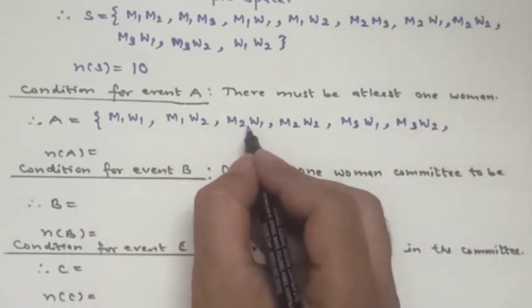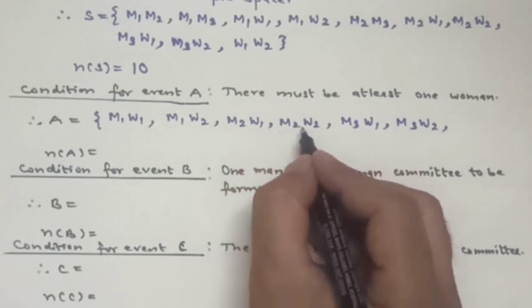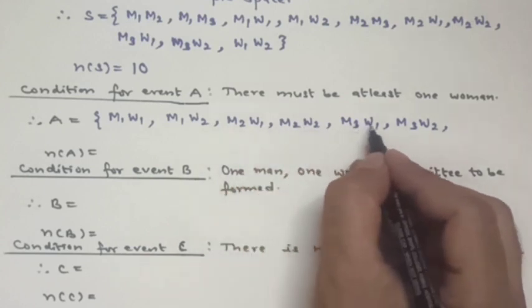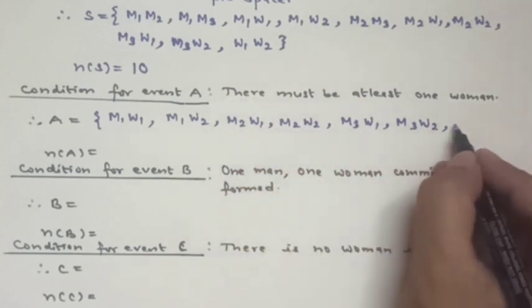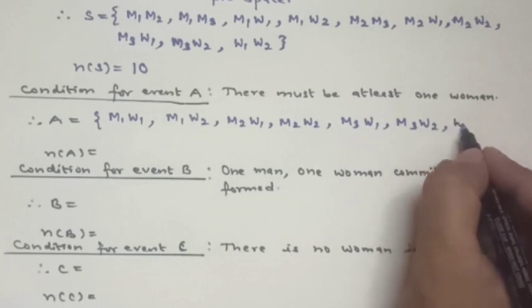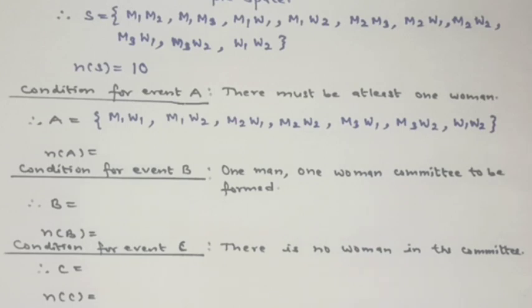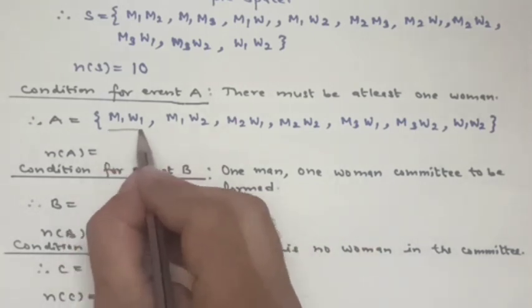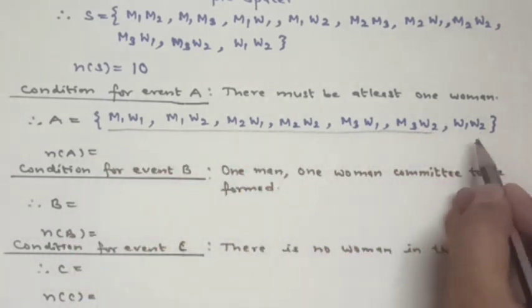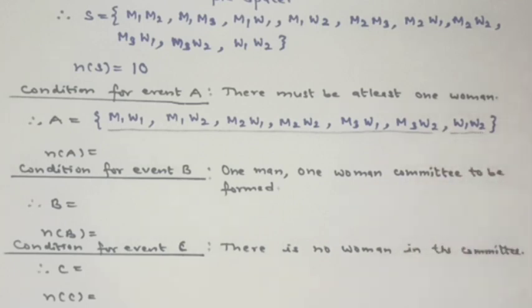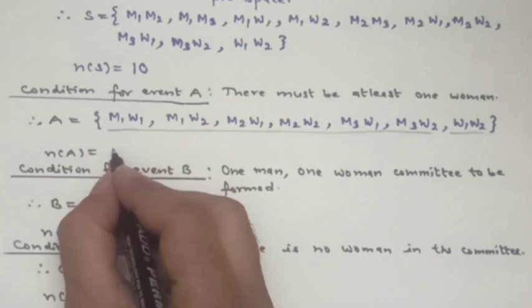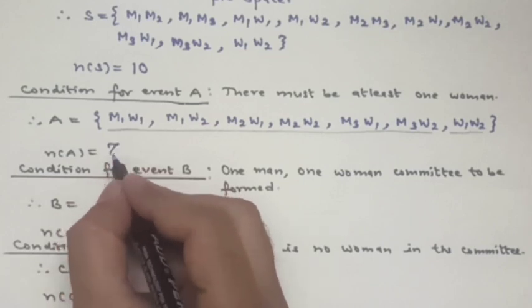1, 2, 3, 4, 5 and 6. You can have 2 also. So W1 and W2. Look at this. These are for 1 and it is for 2 women. Total 6 plus 1, 7. So NA is 7.